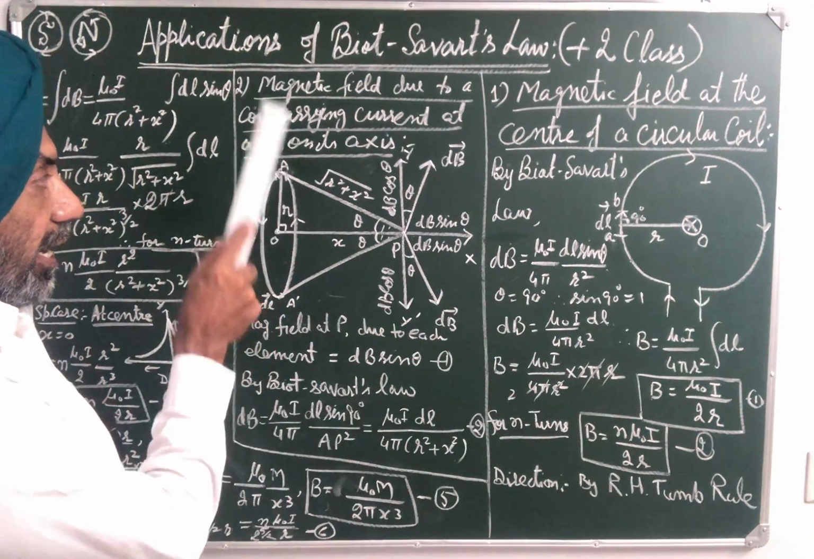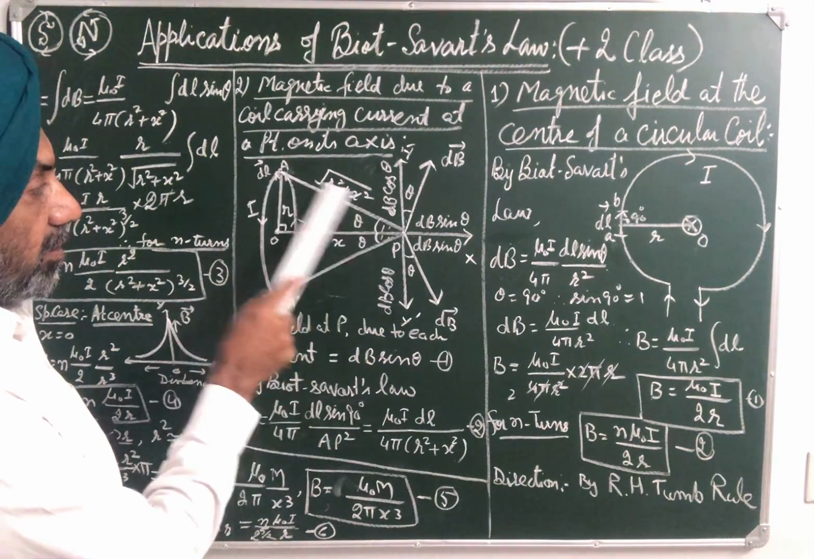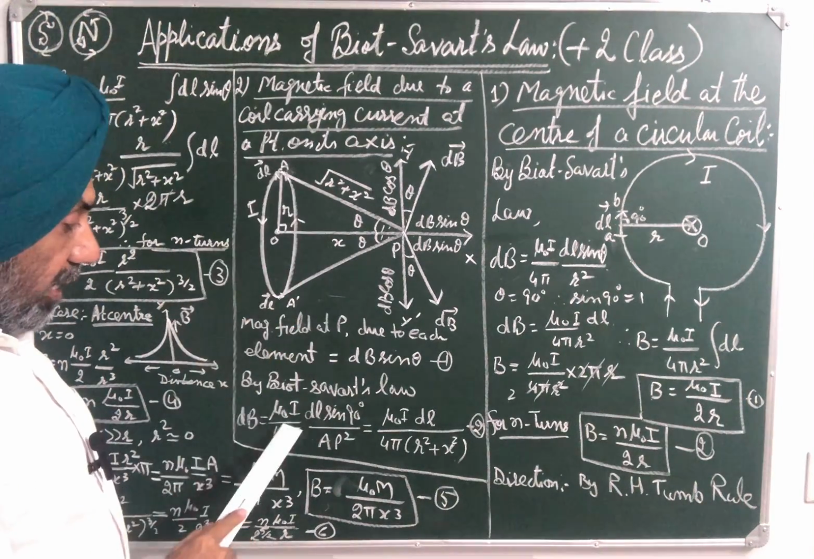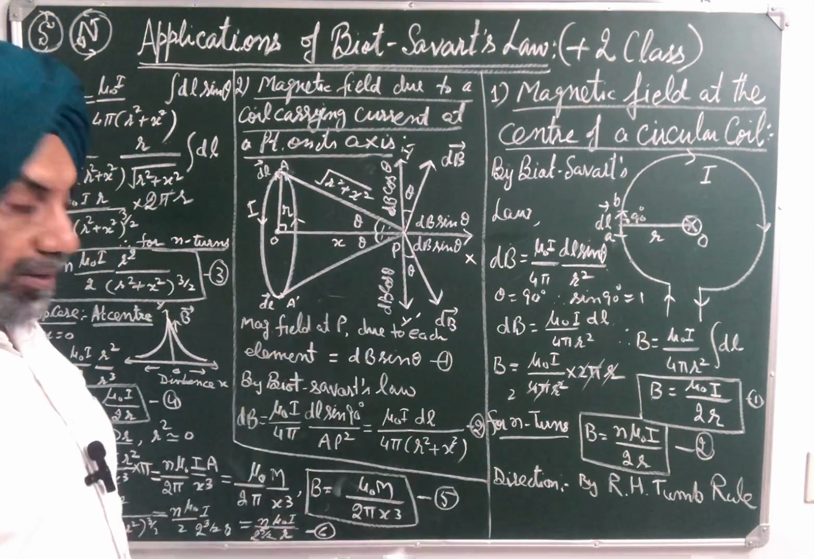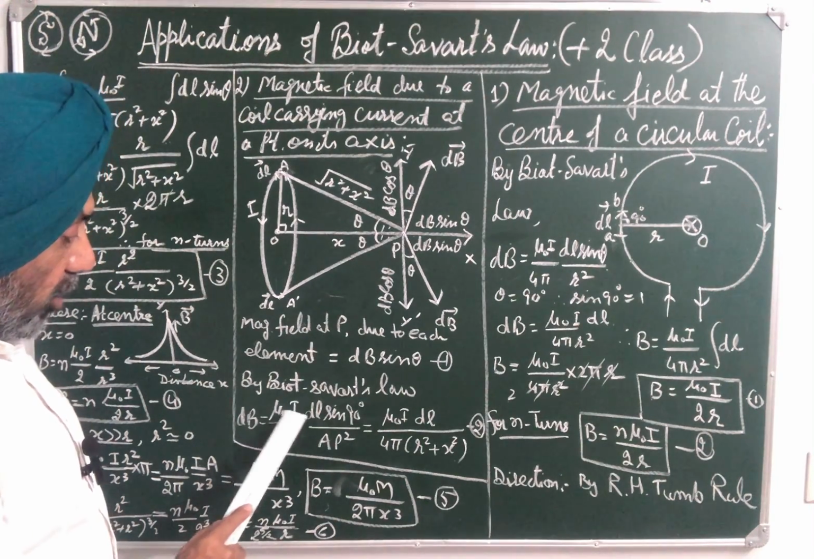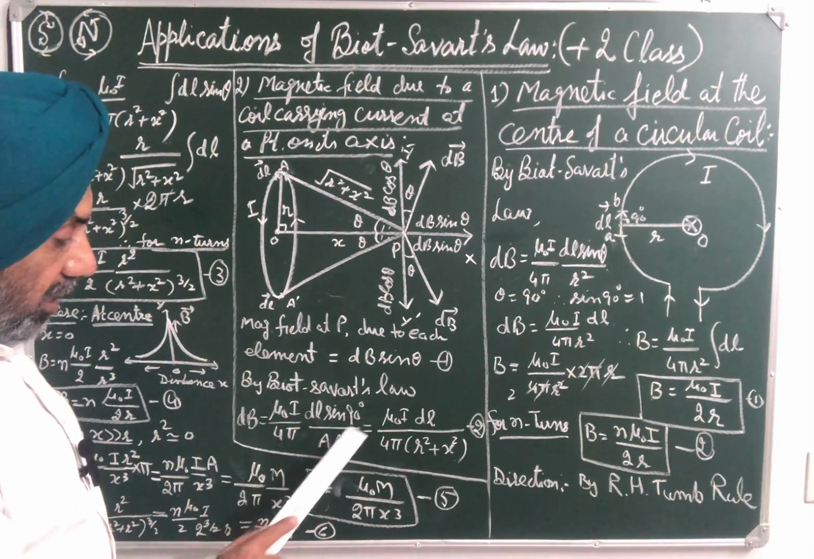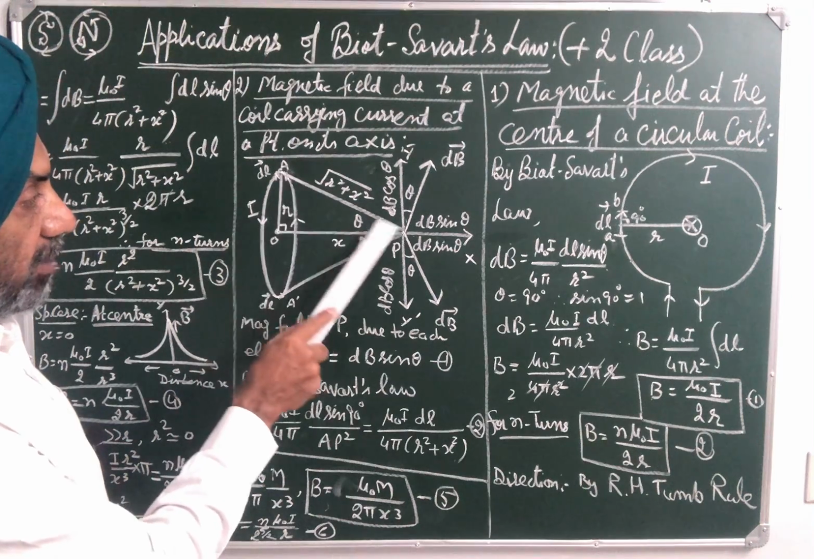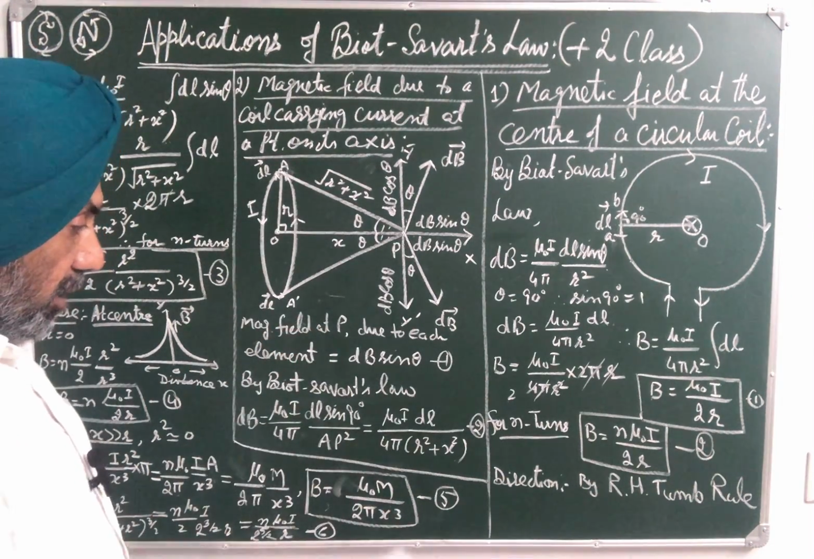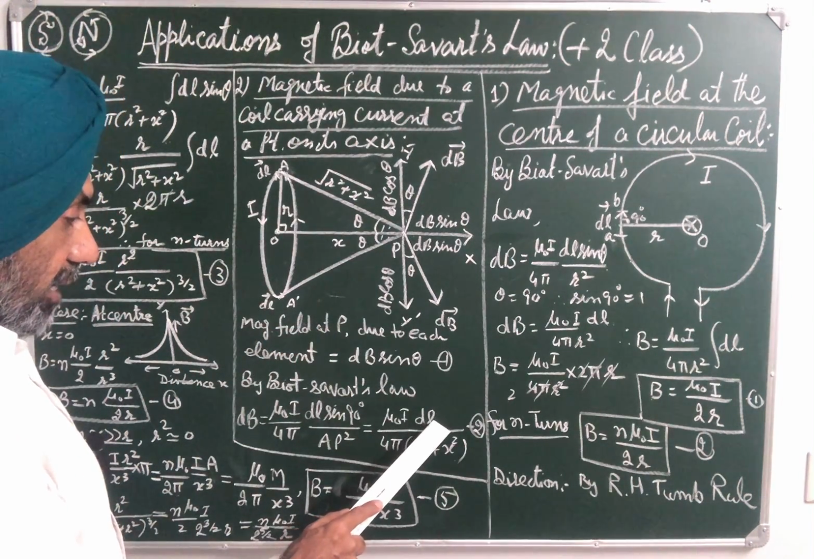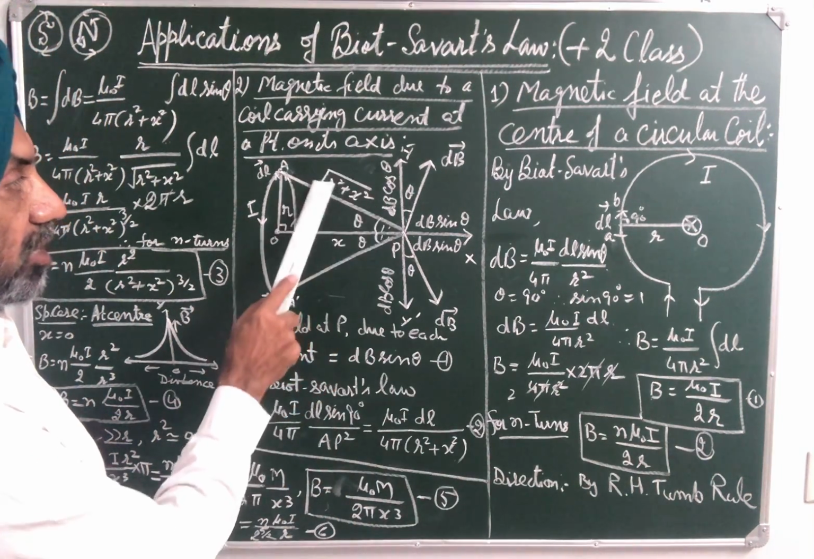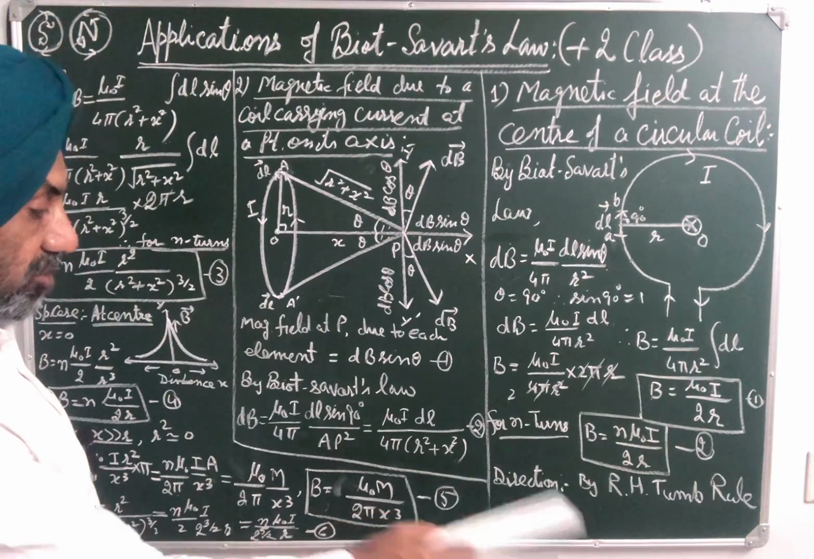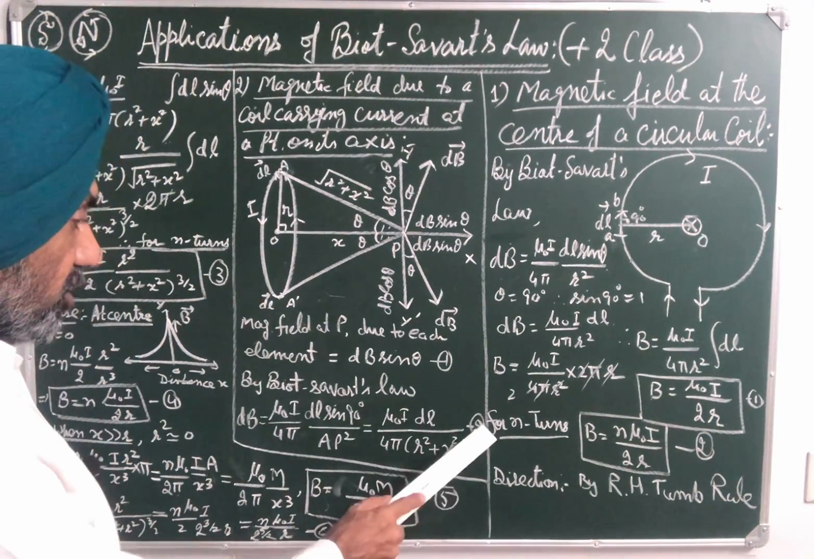The angle between dl and the vector AP is 90 degrees, so we have dl sin 90 degrees. So dB is equal to mu naught I by 4 pi, dl sin 90 upon AP squared. AP squared is the distance of the element from the point. So it will be mu naught I by 4 pi, dl upon r squared plus x squared, square root the whole squared, meaning r squared plus x squared. This is equation number 2.